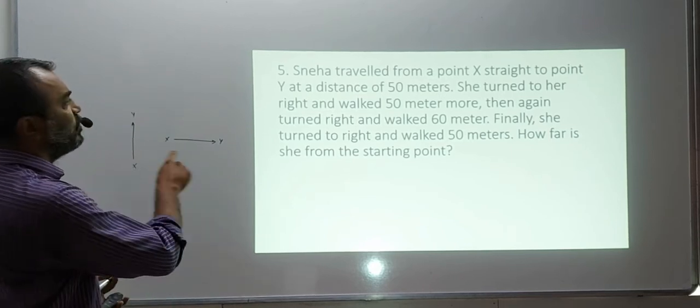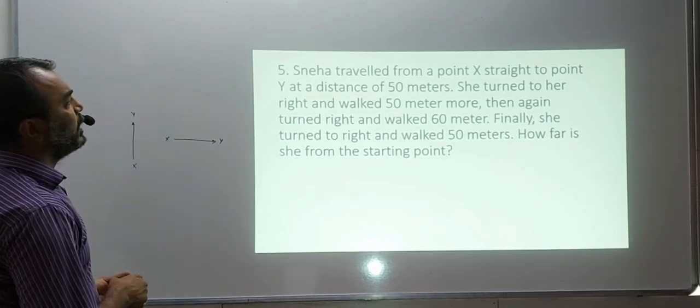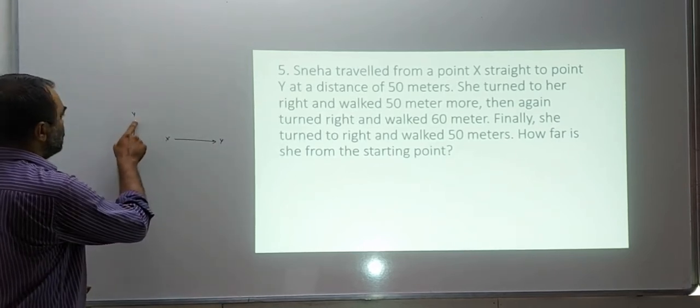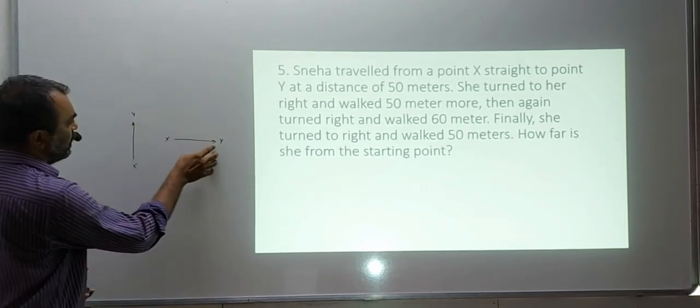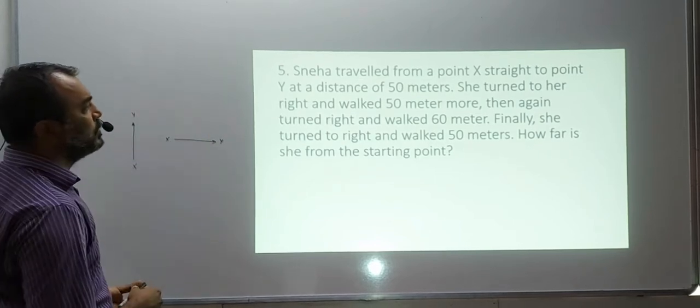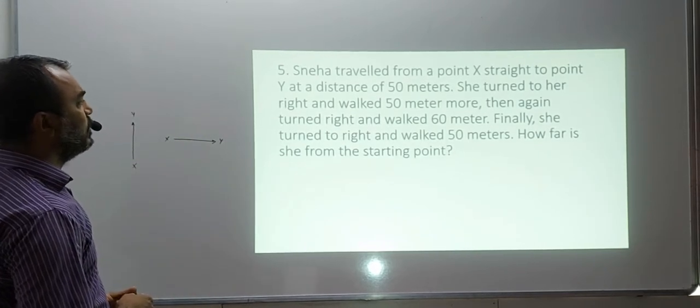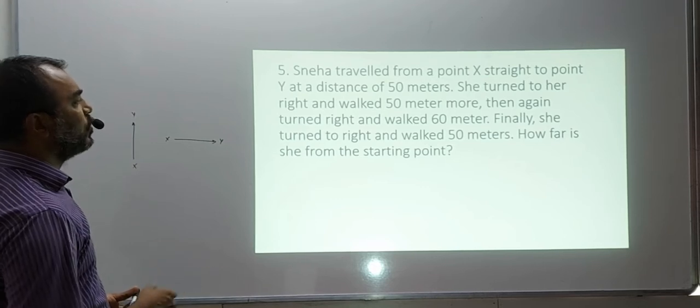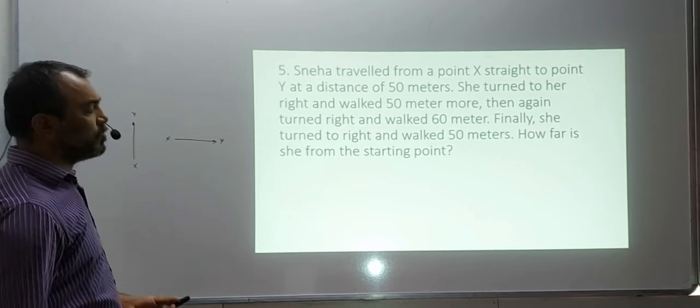So she is traveling 50 meters from X to Y. Now turns to the right. So if she's gone like this, then this will be her right. And if she's gone like this, then this will be her right. So that depends. And 50 meters again. Then again she turns right and walks 60 meters. And again she turns right and walks 50 meters. How far is she from the starting point?